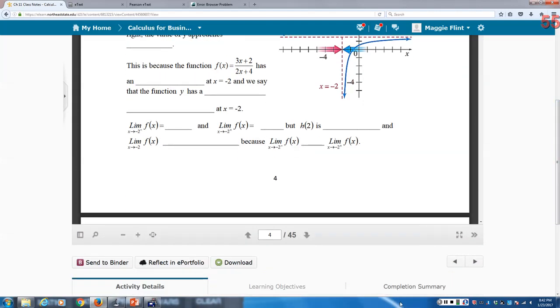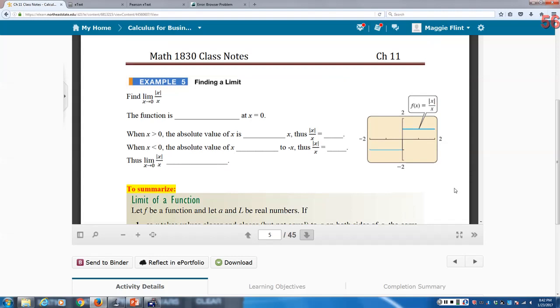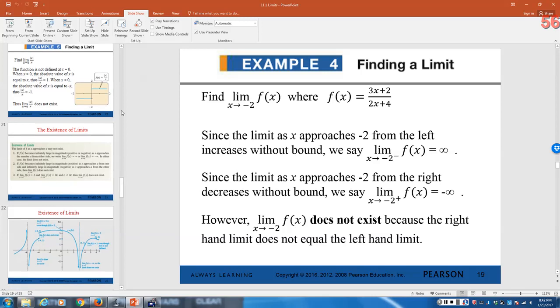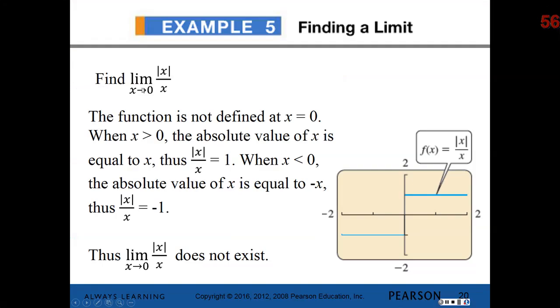Now I'm going to go ahead and page on down in case we need to come back. So example 5 is going to have an absolute value function in it. Okay, new function. Find the limit as x approaches 0 of the absolute value of x over x.